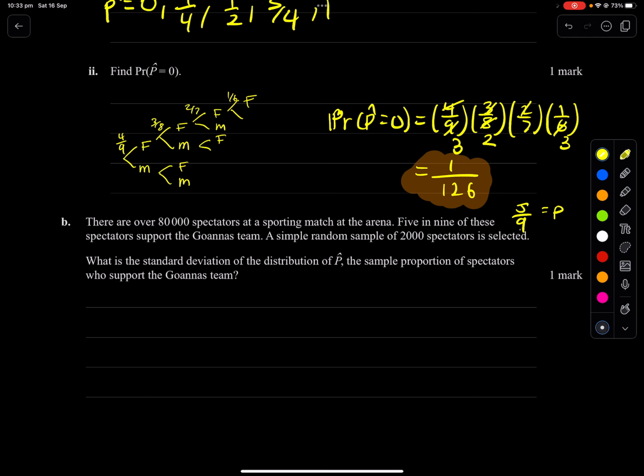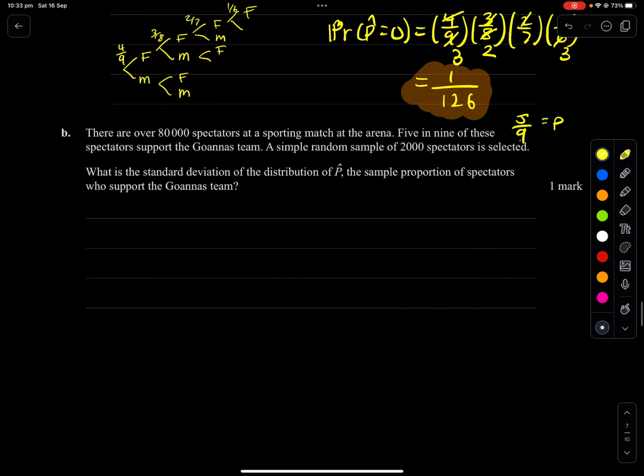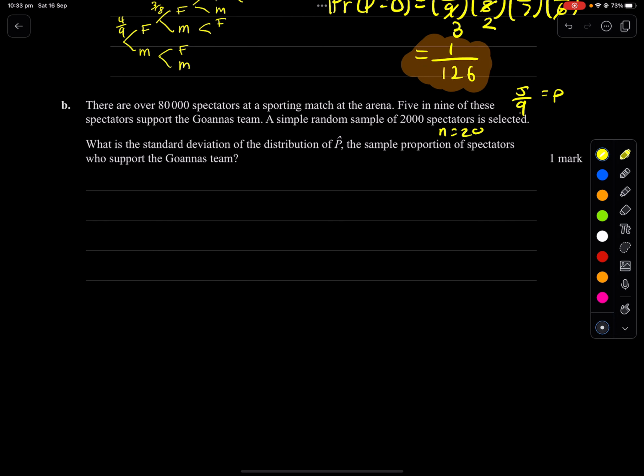A simple random variable, this 2,000 spectators selected, so that's your n. 2,000, not this one. These are your actual population. This is your sample we want. What is the standard deviation of the distribution of p hat? The sample proportion of spectators who are this.